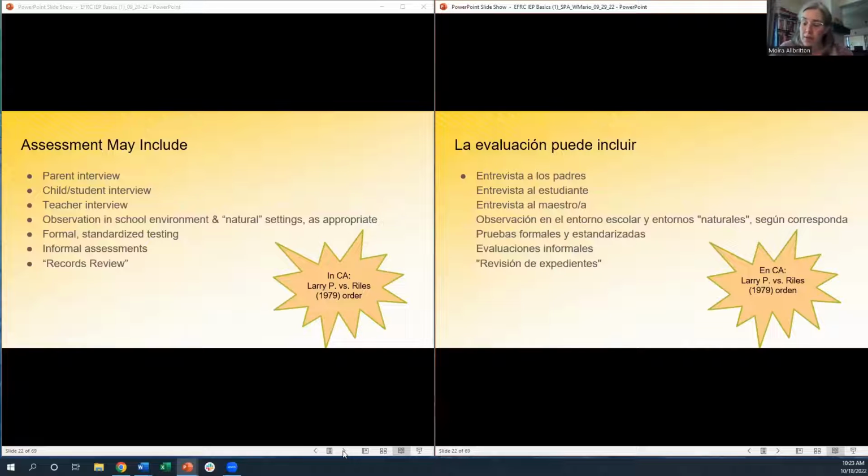We also talk about informal assessments, and those can be screening tools, checklists. Again, those tools are often given to families, teachers, therapists, doctors, to provide some additional information to the team. And then there's something called records review, and that can include school records, but it also can include independent or medical reports that a family would choose to provide to the assessment team.